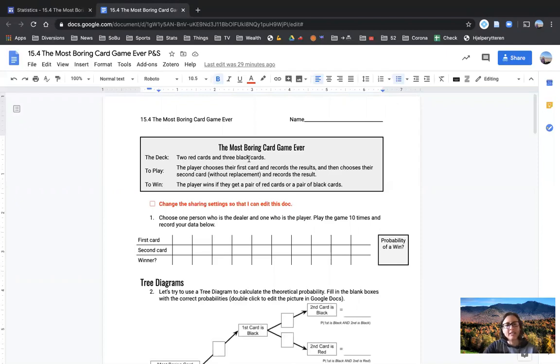If you want to play this with someone, you can, or you can play it by yourself. Doesn't matter. You're going to have your 5 cards, shuffle them around, and then randomly select one of the cards. So all the cards face down. Don't look at them. Pick a card, and then pick a second card. If you get a pair of red cards, you win. If you get a pair of black cards, you win. If you get a red and a black, you don't win.